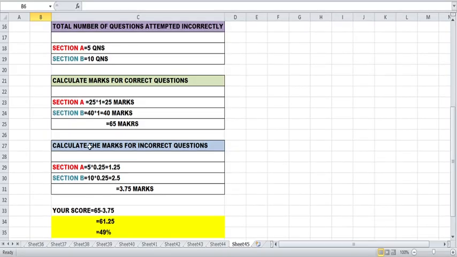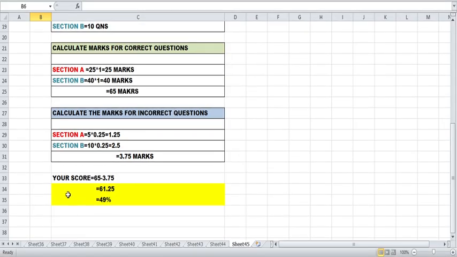And then you need to calculate the marks for incorrect questions. In section A, 5 questions are wrong, and in section B, 10 questions are wrong. For each wrong question, ICMR will reduce 0.25 marks. So simply 5 into 0.25 is equal to 1.25, and 10 into 0.25 is 2.5. So in total you will have 3.75 marks, which will be deducted as the incorrect ones.